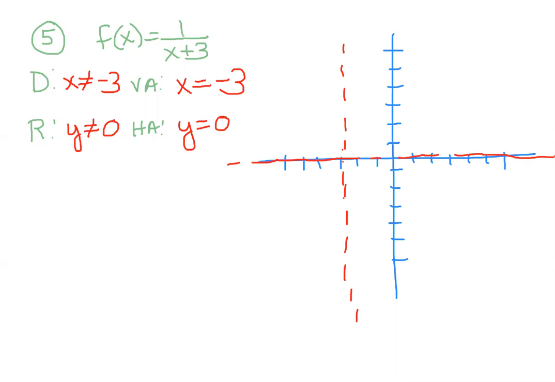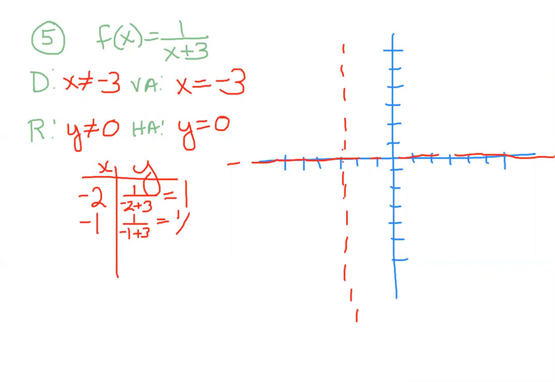So then we can pick a couple points on either side of x equals -3. So let's pick x equals -2. And if we do that, we get 1 over -2 plus 3, which is 1 over 1, which is 1. If we pick -1, we get 1 over -1 plus 3, which is 1/2.